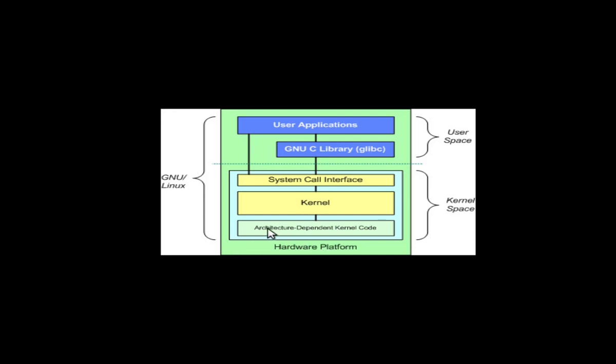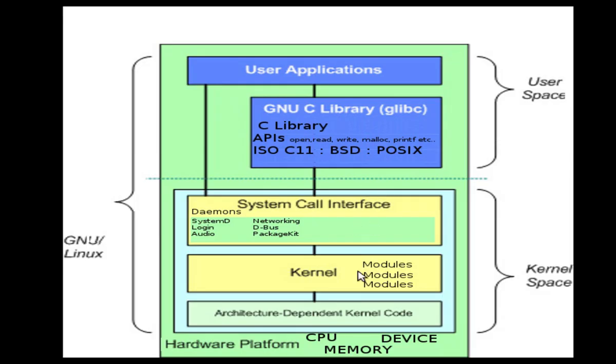So the hardware itself, you've got architecture-dependent kernel code for 32-bit and 64-bit x86 systems and even non-x86 systems. And you've got system call interface, and then you've got your GNU C libraries, and you've got your user applications. Okay, so let's look into that even further. Well, your system calls is running a bunch of daemons. Everything from init to systemd to logins, audio, networking, dbus, PackageKit, etc. Lots of stuff here.